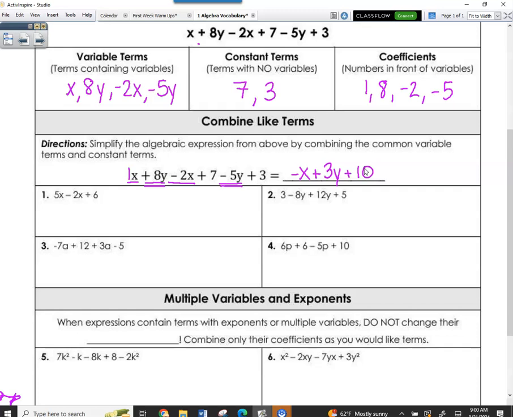I need you to do 1 through 4 right now. There's a lot here, so when you first look at it, you may get a little overwhelmed and your eyes may find the wrong things. So use the underline technique to help draw your attention to what you're actually working with. This one's not bad. 5x minus 2x is 3x. I have nothing to combine the 6 with, so it just comes down.